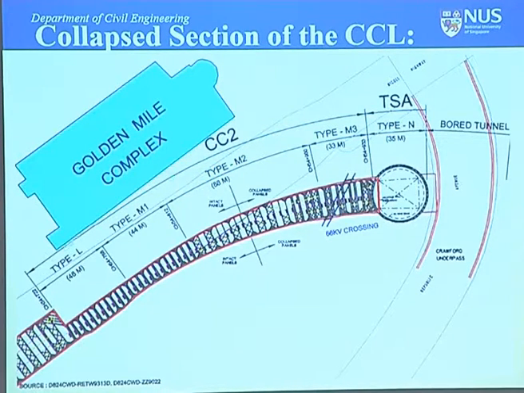Okay, and opposite here, the Nicoll Highway is the road that runs parallel. This is the Nicoll Highway. Because that thing collapsed, the Nicoll Highway was closed to traffic for several months. Okay, there was a major collapse.